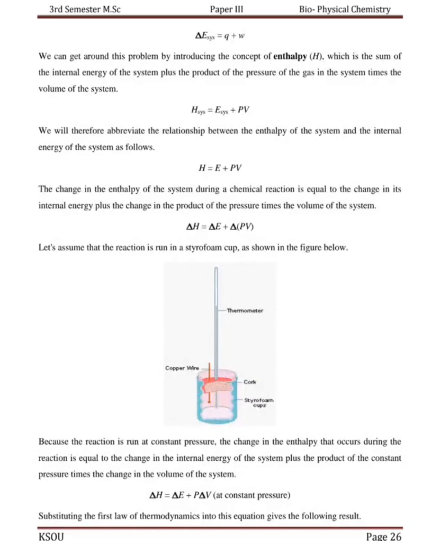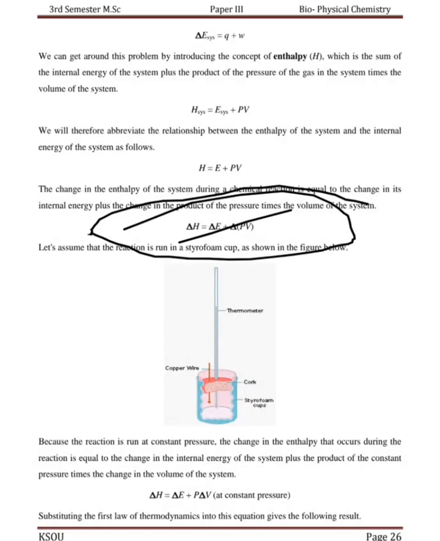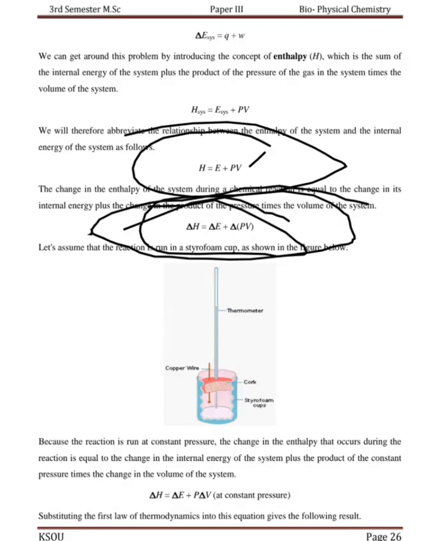And the change in enthalpy of the system, same thing they are given here. Change in enthalpy can be represented by delta H. So the change in enthalpy H is equal to E plus PV, that is for enthalpy. So change in enthalpy can be determined by delta.